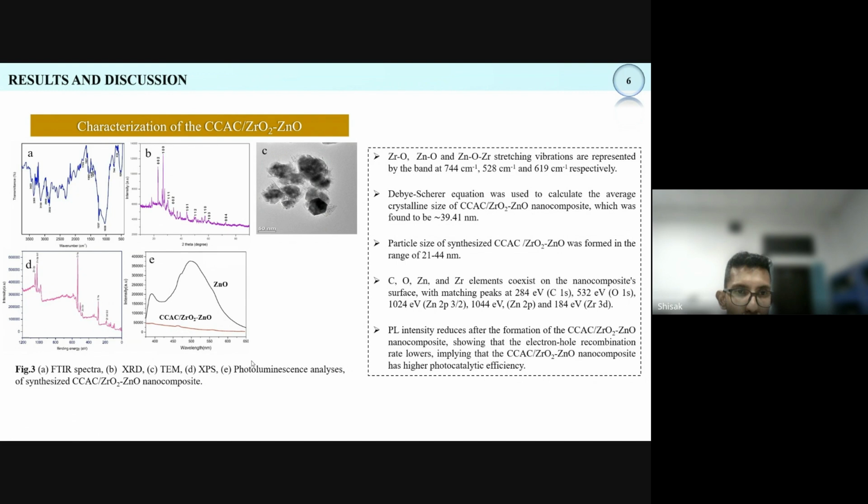The more important thing here was also the PL studies, which we have done, in order to see whether using a supporting material will help in reducing the electron-hole recombination, which we were able to confirm. And from this spectra, we were able to see that when we dope the supporting material with the composite material, there is a decline in the peak, which confirms that the electron-hole recombination rate has been reduced, implying that the composite material has a higher photocatalytic efficiency.